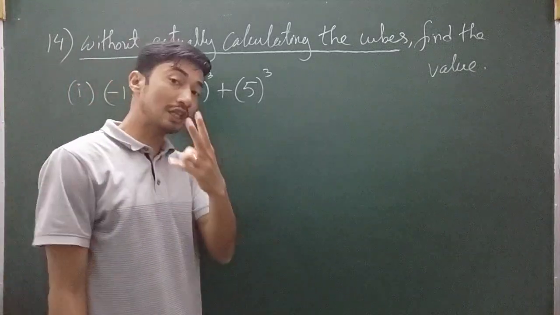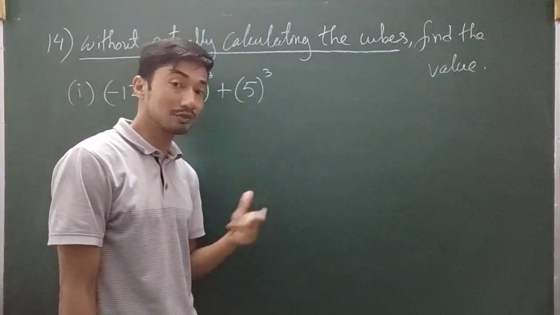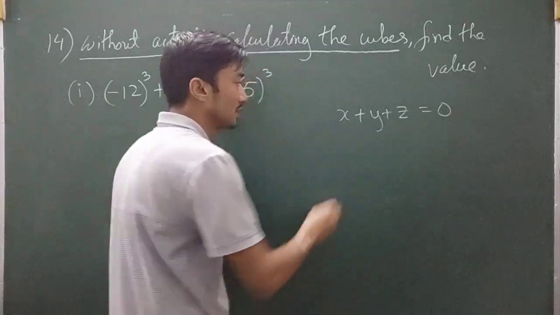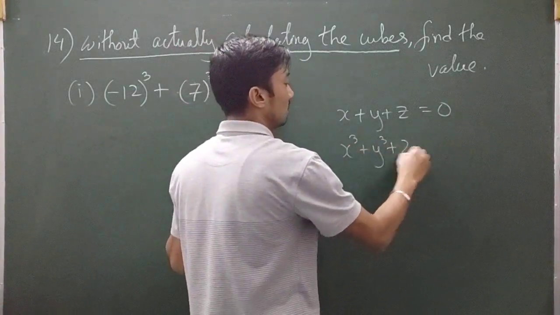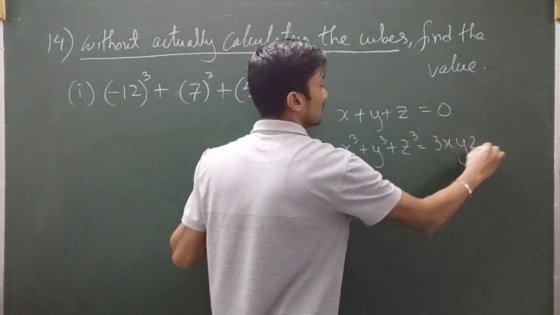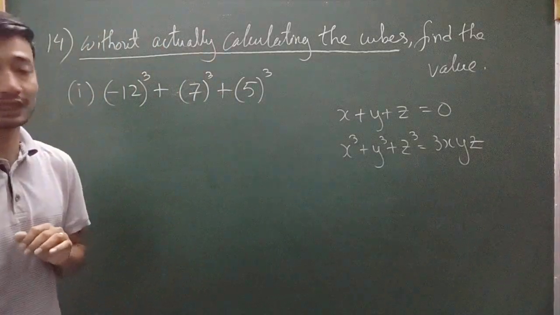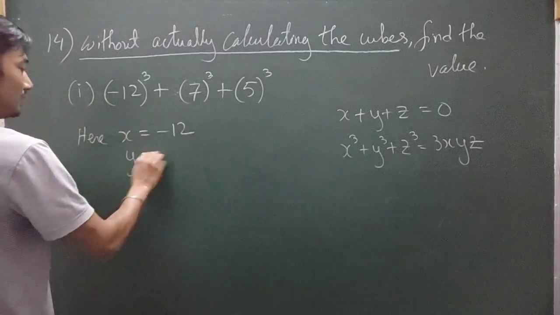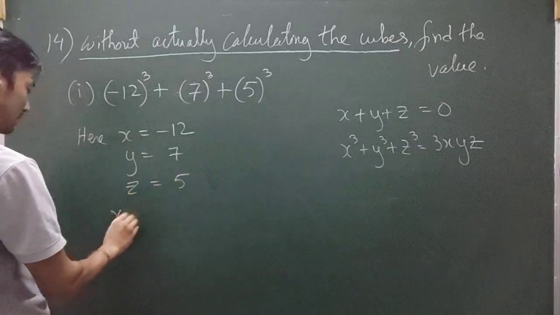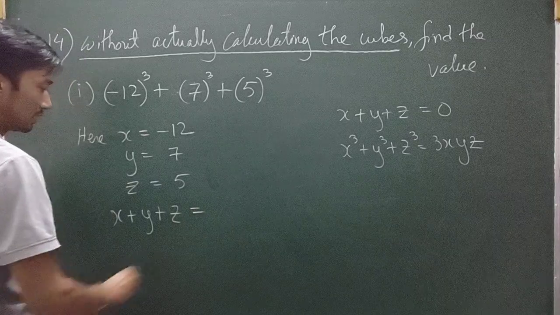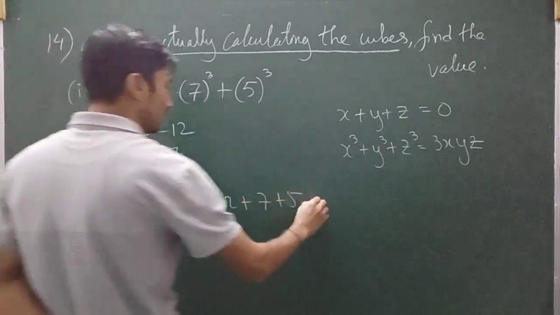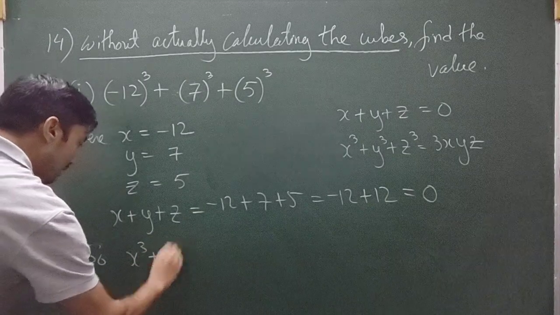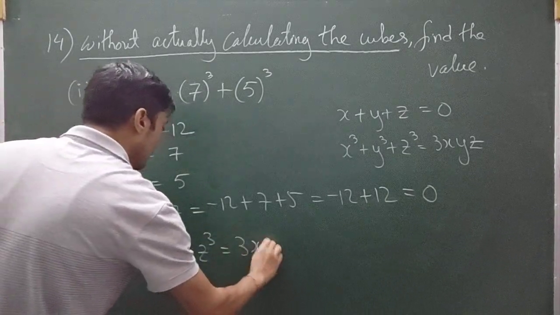So that's why we did this two times today. Just now, before this problem also, we proved it. You remember? If the terms x and y and z, their sum is 0, then x cube plus y cube plus z cube is nothing but 3 times the product of the three terms, 3xyz. Let's check. Here, what is x if we assume minus 12? What is y? 7. What is z? 5. Now let's try adding x plus y plus z. That's minus 12 plus 7 plus 5. So that's minus 12 plus 12. What do we get? 0. So x cube plus y cube plus z cube will be 3xyz.